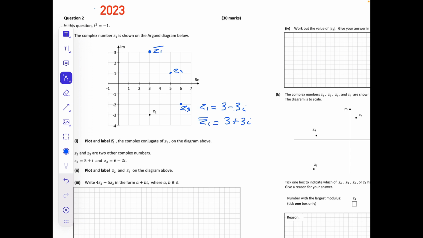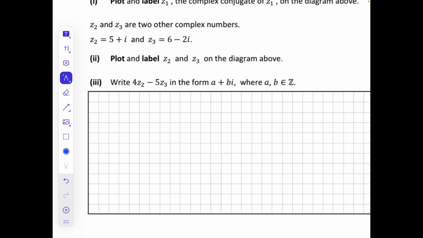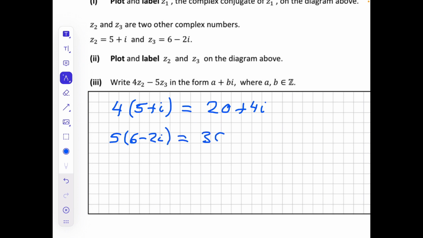Then part 3, write 4 times Z2 minus 5 times Z3 in the form a plus bi. Okay, second I see this question, we're going to split it up. So I'm going to do 4 multiplied by Z2, which is 5 plus i. It's going to find out what that is. That's going to be 20 plus 4i. And 5 times Z3, so it's going to be 5 times 6 minus 2i. Which is 30 minus 10i.